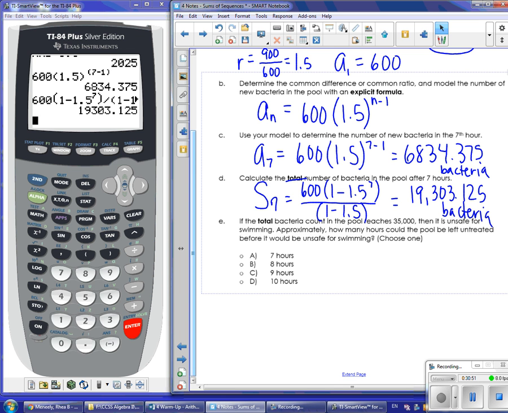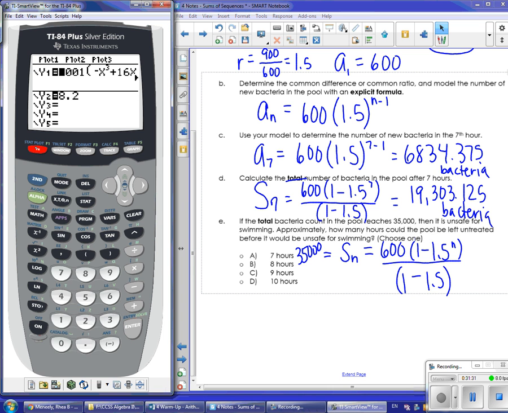Trying to think of the best way to do this. Let's use our formula for the sum, right? So we're talking about our sum formula, which is going to be 600 times 1 minus 1.5 to the n over 1 minus 1.5. And we're trying to figure out the value of n that will make this quantity equal to 35,000. So this is actually an equation that you can solve using the graph on your calculator. This is a pretty high-level question.